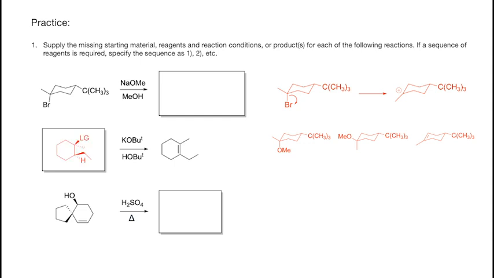In the final reaction, the given starting material reacts with sulfuric acid under heat, and we need to predict the product. To do this, we can outline the reaction mechanism. Initially, the hydroxyl group of the alcohol is protonated by the acid, forming an oxonium ion. This oxonium ion becomes a good leaving group and departs from the alpha carbon, generating a secondary carbocation.